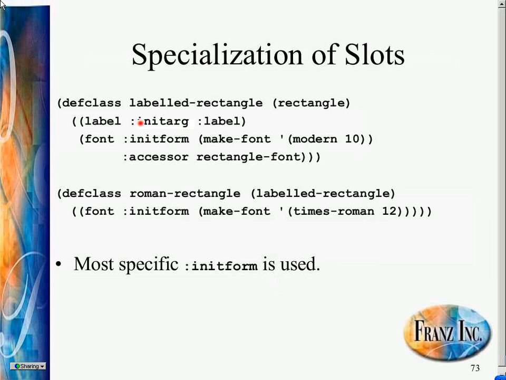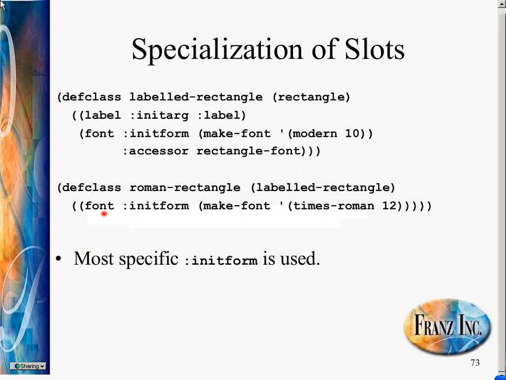So now let's look at specialization of slots. Here we have a class labeled-rectangle with the superclass rectangle. It's got a slot label with an :initarg :label. It's got a slot font with some initial value and an accessor rectangle-font. And now we have a roman-rectangle, which is a subclass of this. And you're also specifying a font slot here, and it has a different default font value. So roman-rectangle inherits from labeled-rectangle, so the font slot already exists. Here you are specifying it differently, and your more specific specification will be used when you're creating instances or working with instances of roman-rectangle.